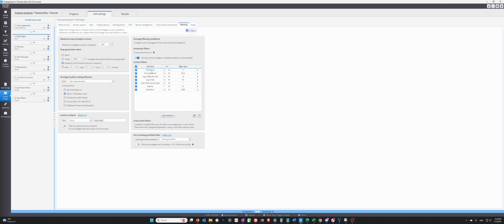I personally don't like to run strategies with a profit factor of less than 1.5, and since the actual profit factor of a running strategy is going to be typically worse than what you backtested, I like to set this to either 1.6, 1.65, or 1.7.